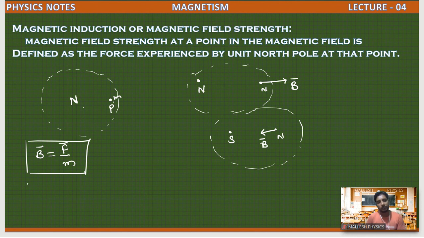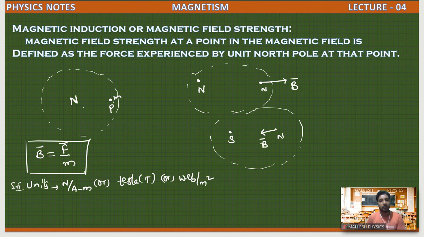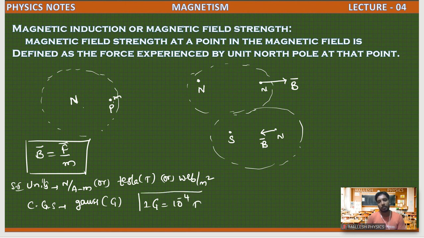And SI units are Newton per ampere meter, or the standard unit Tesla, which can be written as T, or Weber per meter square. These are the units for magnetic induction. And the CGS unit we have is Gauss, which can be written as small g. So 1 Gauss is equal to 10 power minus 4 Tesla.